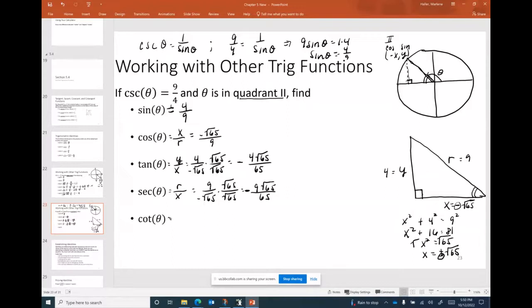And then lastly, we have the cotangent. The ratio definition for the cotangent is x over y. So it would be x, negative square root of 65, over y, which is 4. All right?